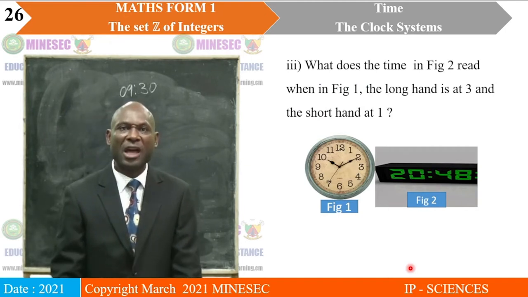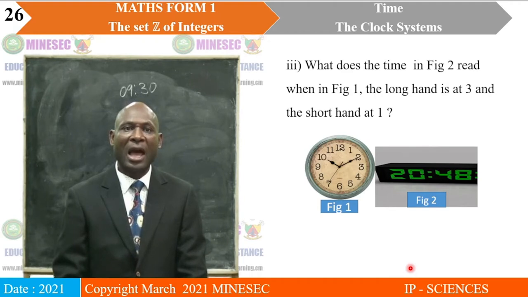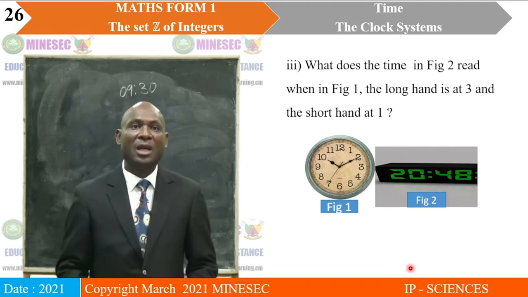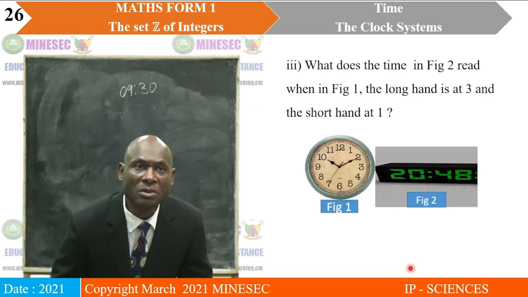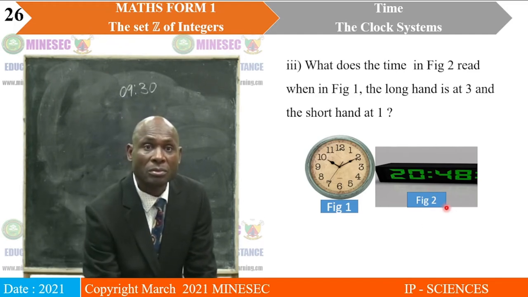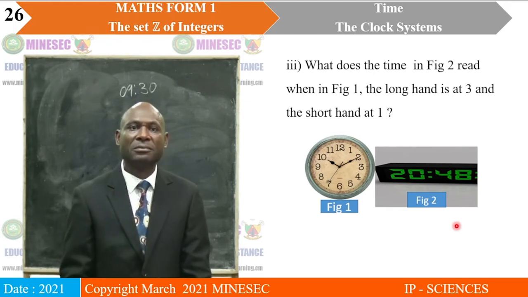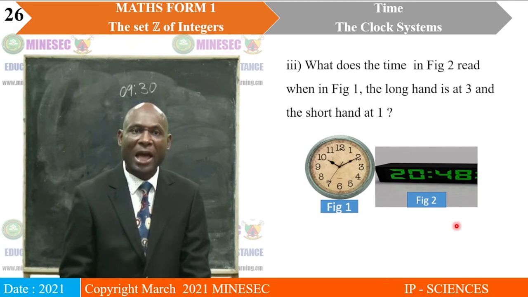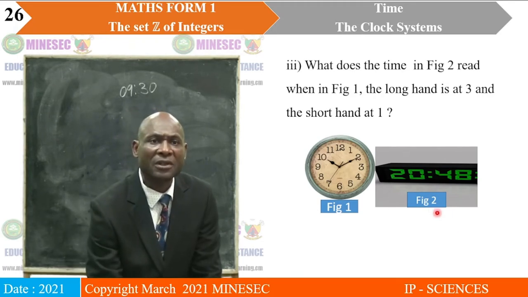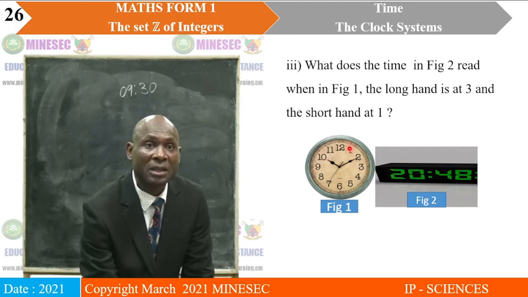Three, what does the time in figure two read when in figure one the long hand is at three and the short hand at one? This is figure two. When in figure one the long hand is at 3 and the short hand at 1, it gives us 15 minutes past 1.